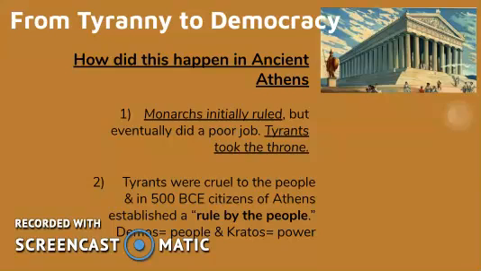Number 2, tyrants were cruel to the people. And at about 500 BCE, remember, Before Common Era, citizens of Athens established rule by the people. So you have demos, which means people, and then you have kratos, which means power.